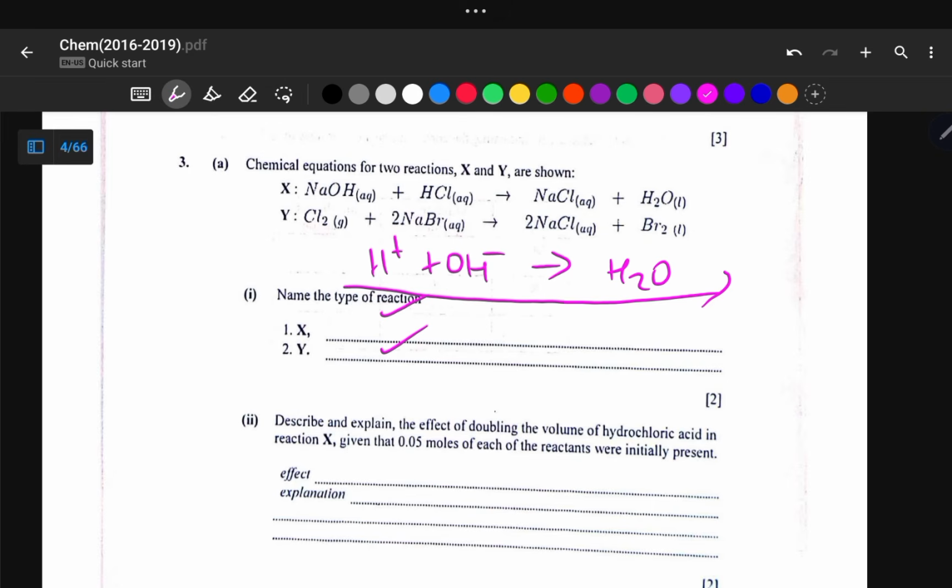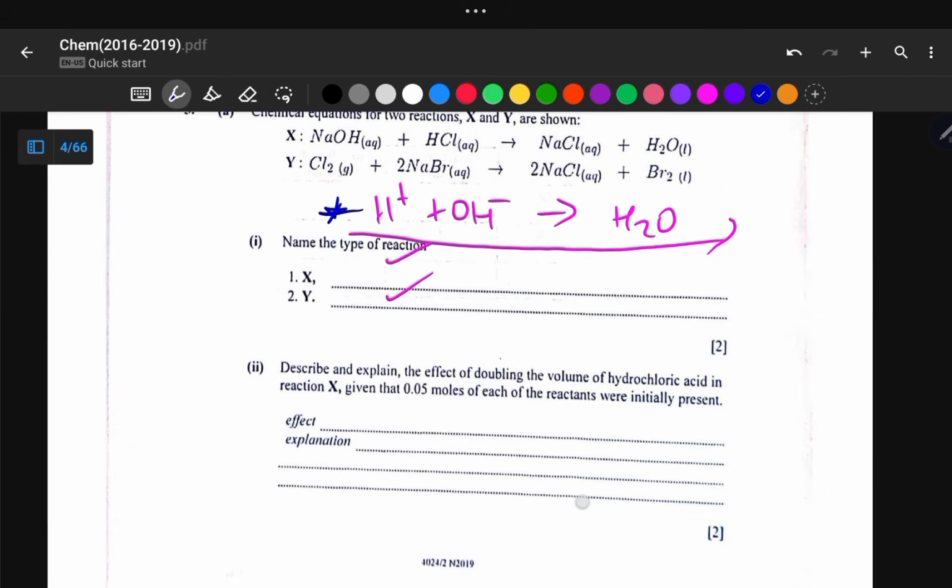Nowadays in exams you can be asked that an organic acid X reacts with sodium hydroxide, write the ionic equation for the reaction. So you should know that this is the main ionic equation for the neutralization reaction, right?